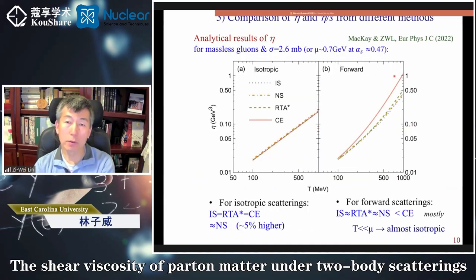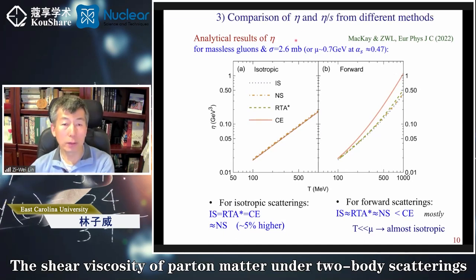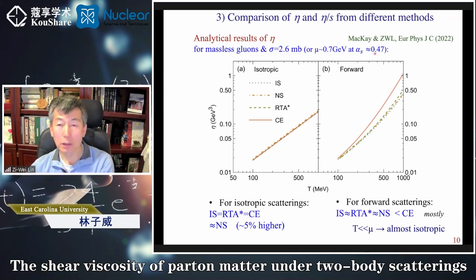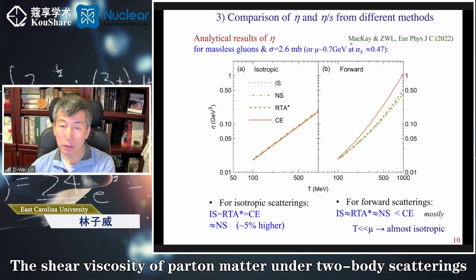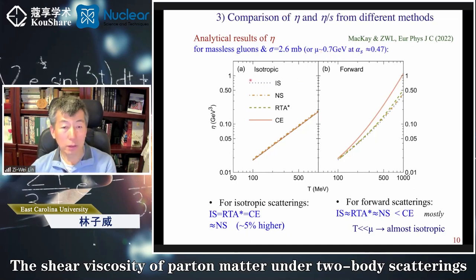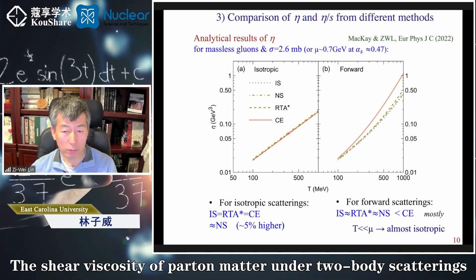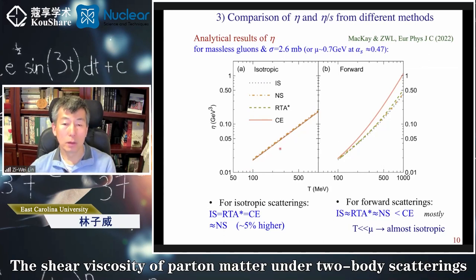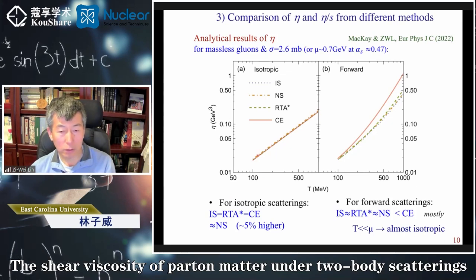Then we can compare the different analytical methods. So we consider, for example, massless gluons with a cross-section of 2.6 millibarn. And to be more exact, we take the alpha s of this value, so that corresponds to a screening mass of about 0.7 GeV. And then the left panel shows the shear viscosity from the four analytical methods as a function of temperature. And we can see that they are very close to each other.